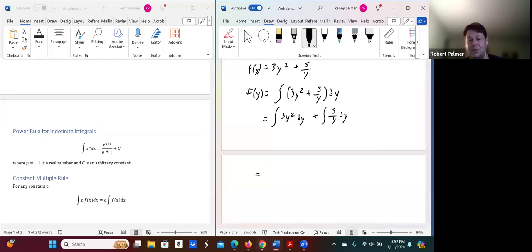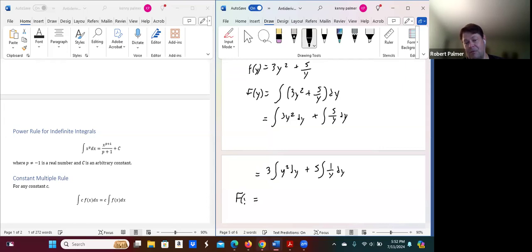Well, a couple more things. Let's pull this 3 out front, since it's a constant, so we have 3 times the integral of y squared dy. And then this 5 is also a constant, so pull the 5 out front, and this is the integral of 1 over y dy. And so we're almost there.